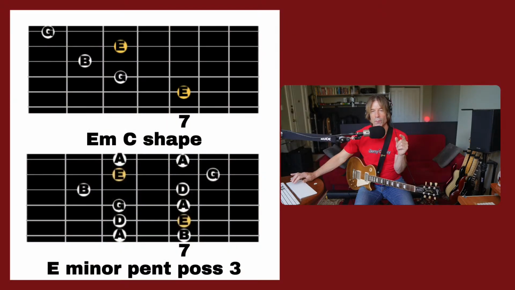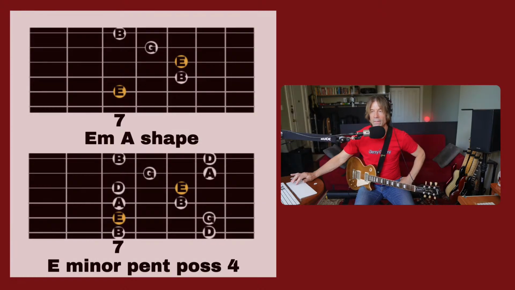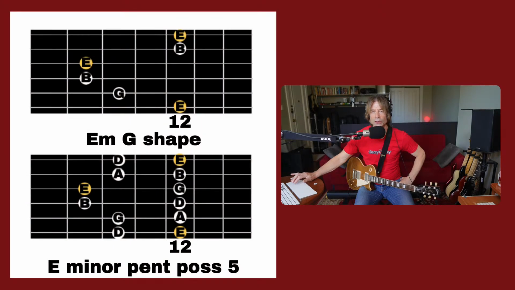You can see that the minor pentatonic 3 fits perfectly in there. We have the A shape, and you can see that the E minor pentatonic position fits perfectly inside there. And then the last one, you have the G shape, and that fits perfectly inside there.